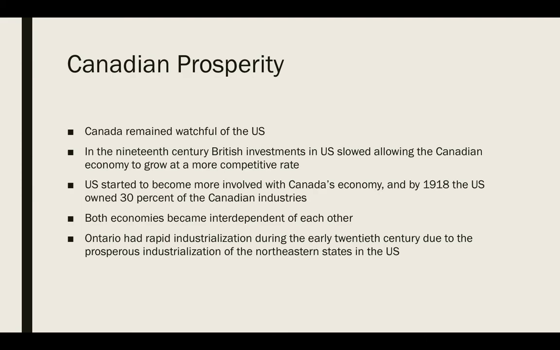Both economies became interdependent of each other, and an example of that is Ontario had rapid industrialization during the earliest 20th century due to the prosperous industrialization of the northeastern states in the U.S. So the economies in America and Canada, you can really see, were helped through British capital, migration, and the establishment of the railroad system, which were kind of the 3 main points that I gathered from the chapter.